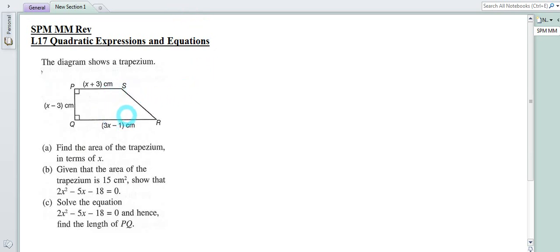You have a trapezium. You need to find the area of the trapezium in terms of x. So remember how to find the area of a trapezium. Always remember, start with 1 over 2. Then find the sum of the two parallel sides. Here and here are parallel to each other, right? So you have to find the sum of them: x plus 3 plus 3x minus 1. Because this is plus, here you want to put a bracket or you can ignore the brackets also, because it won't affect the answer since it's positive.